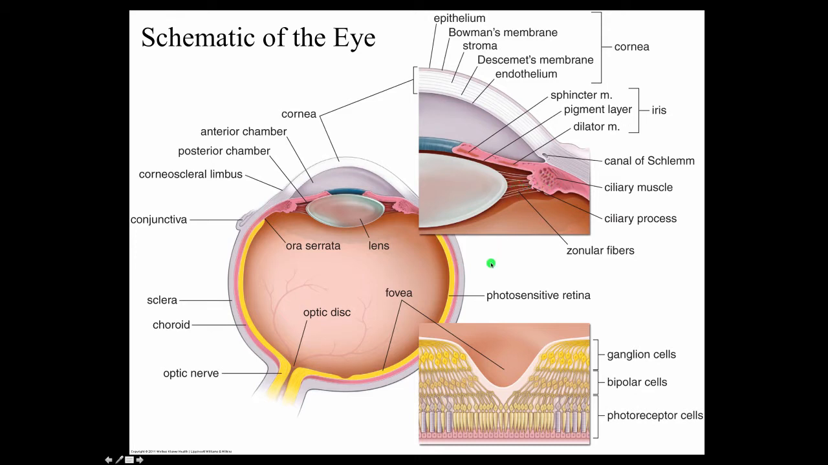A couple of other points I want to make before I go on. Here's the ora serrata. We're going to talk about the retina in the next podcast, but the ora serrata would designate the end of the neural portion of the retina like so, and here on the anterior portions we would define this as the iridial retina. We'll talk about this more in our laboratory sessions. You can see the conjunctiva and the outer layers of the cornea and sclera are essentially continuous with the conjunctiva.